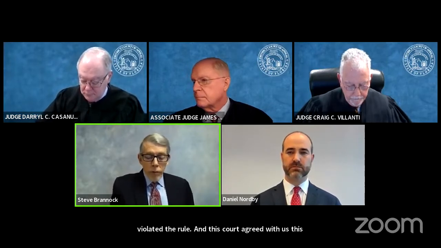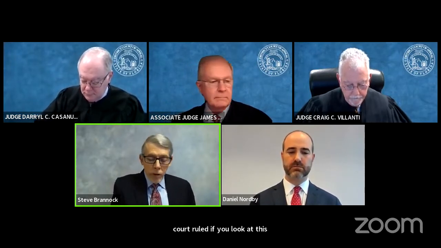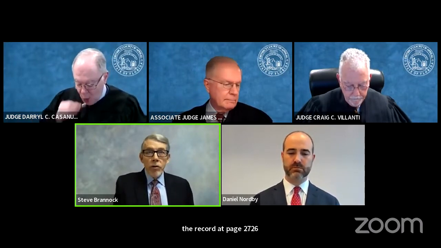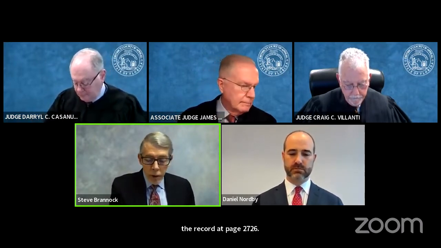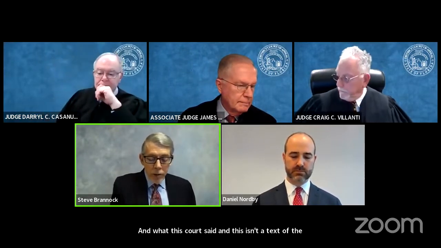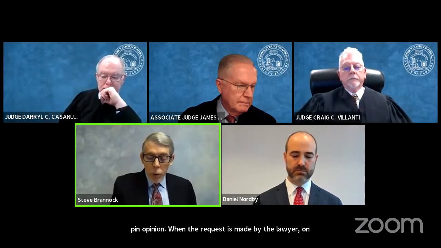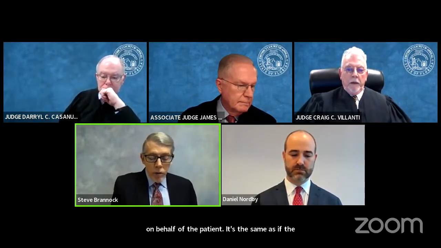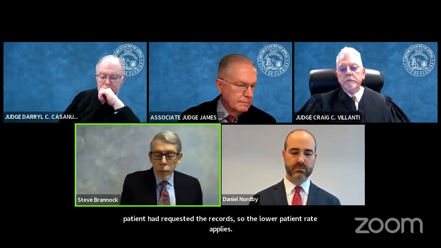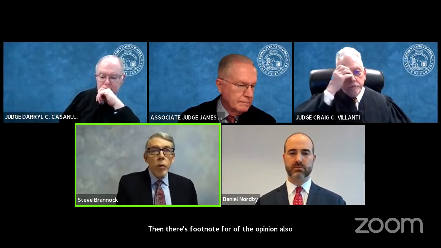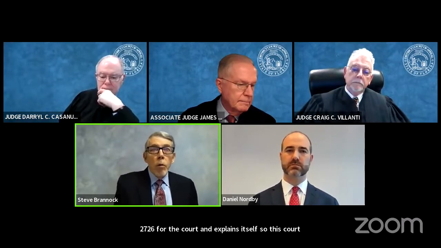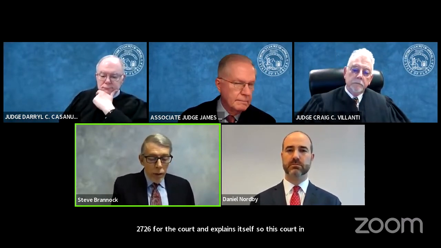This court ruled, and this court's opinion is in the record at page 2726, and this is in the text of the opinion: when the request is made by the lawyer on behalf of the patient, it's the same as if the patient had requested the records, so that the lower patient rate applies. Then there's footnote 4 of the opinion, also at record 2726, where the court explains itself. So this court in Weber 1 ruled on the merits.